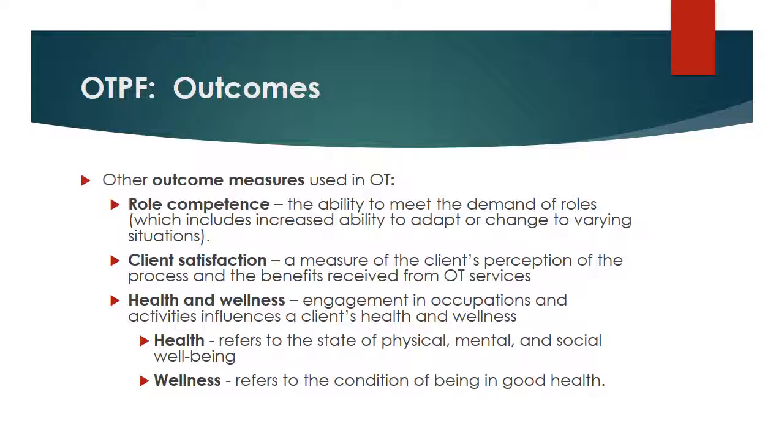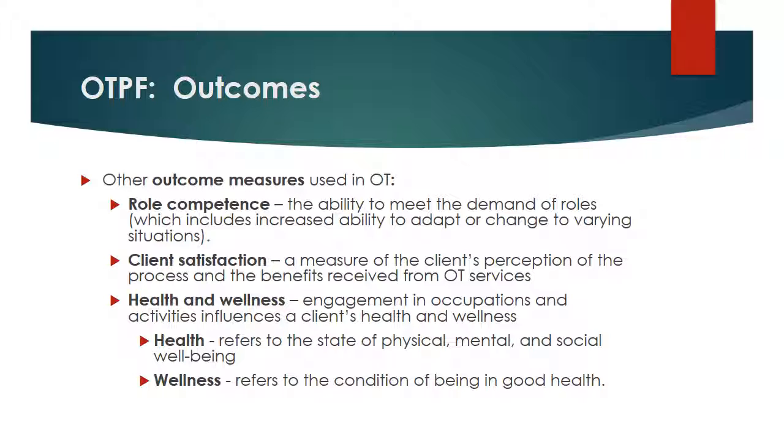other outcome measures used in OT include role competence, the ability to meet the demand of roles, which includes increased ability to adapt or change to varying situations. Client satisfaction, a measure of the client's perception of the process and the benefits received from OT services. Health and wellness, which we talked about at the very beginning of the semester. Health and wellness refers to engagement in occupations and activities and how they influence a client's health and wellness.